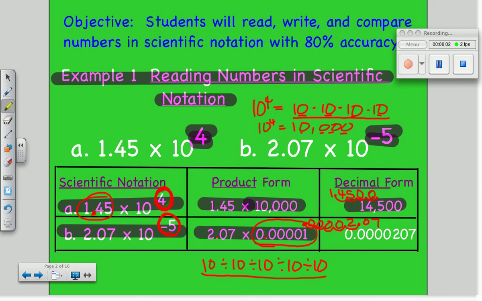My decimal's here, and all these are zeros. So my answer is 0.00000207. That's my answer.